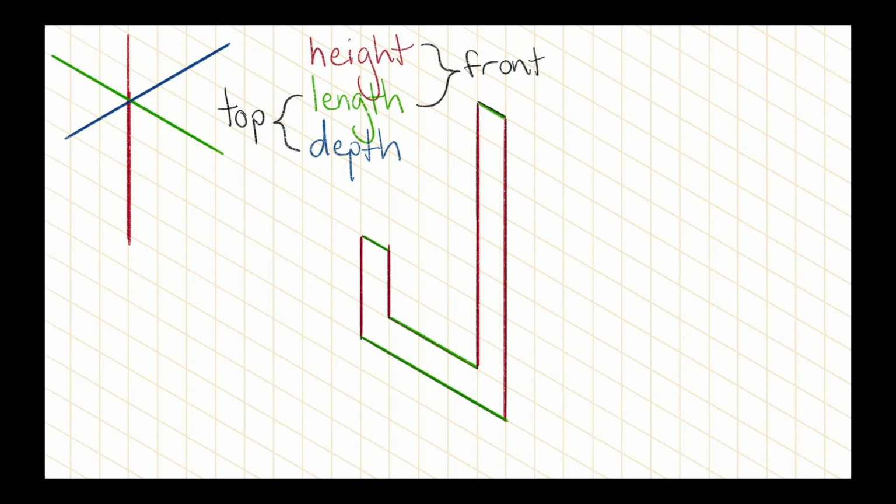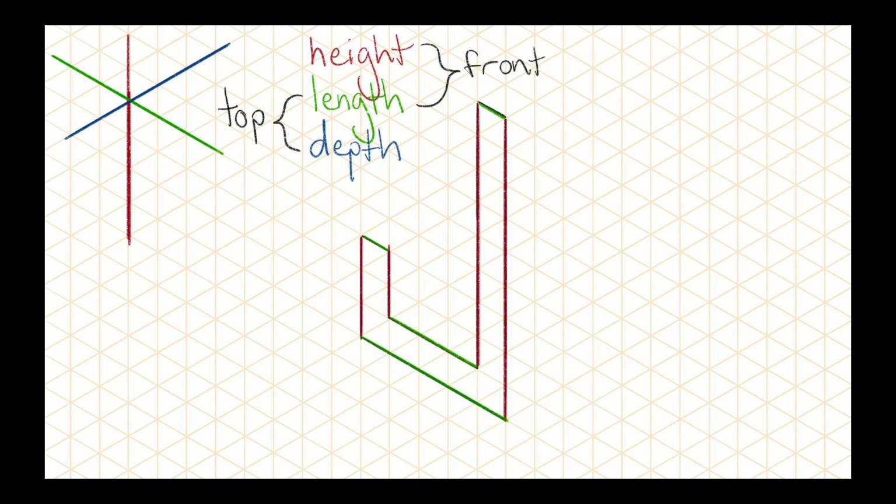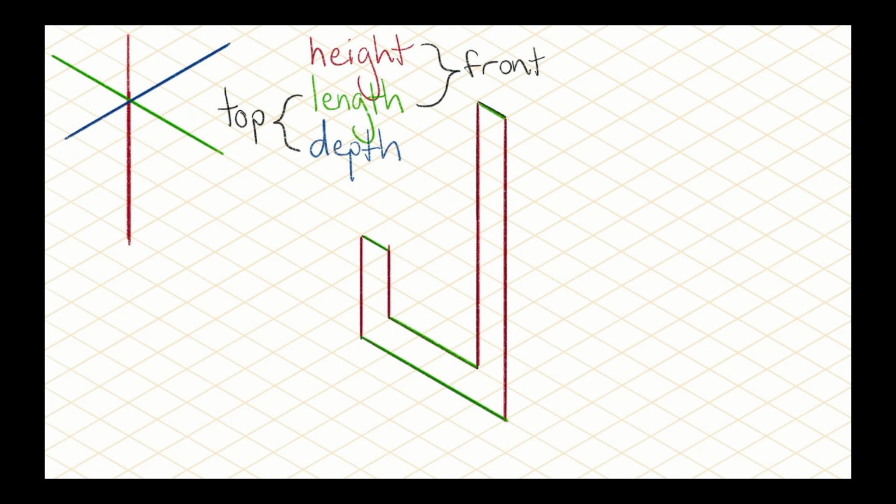Now I could change my graph paper right now to only show the top view. So now I see only the two angled lines. And when I do that, anything I draw following those lines is going to be in the top view. So now what I'm going to do is start showing the depth of this J. And so let's say I make it 2 units deep.